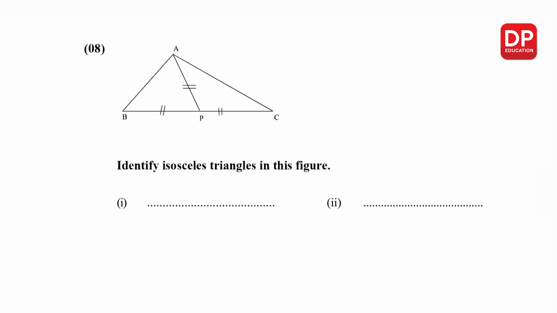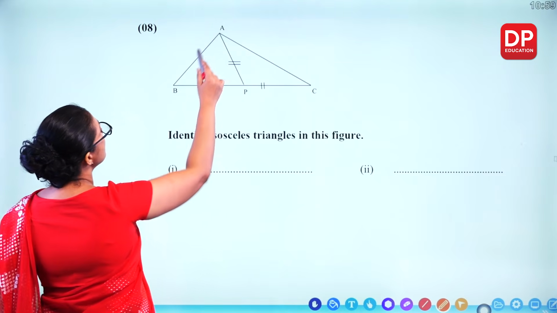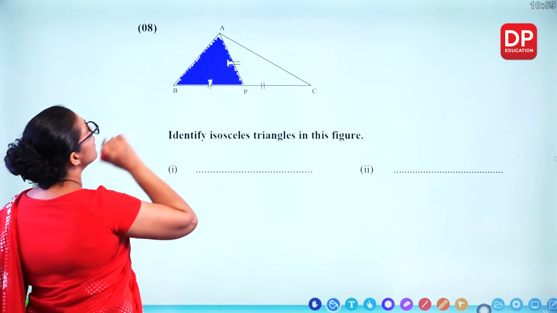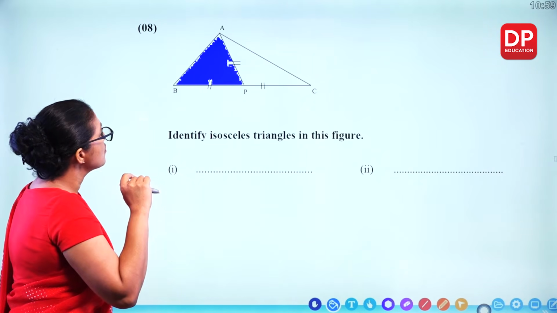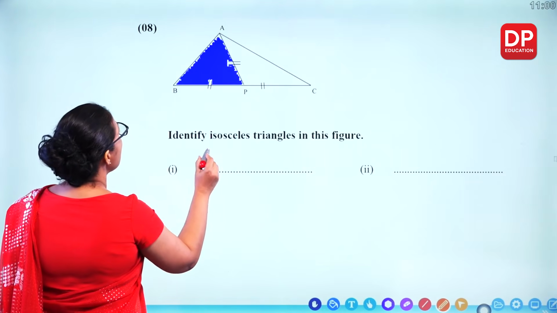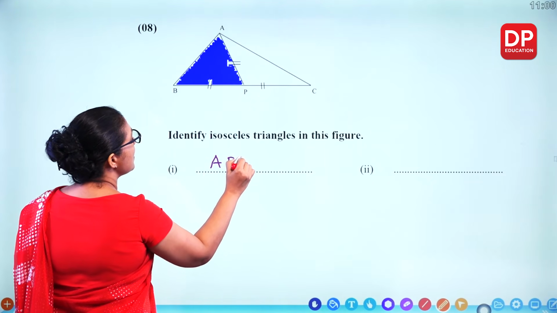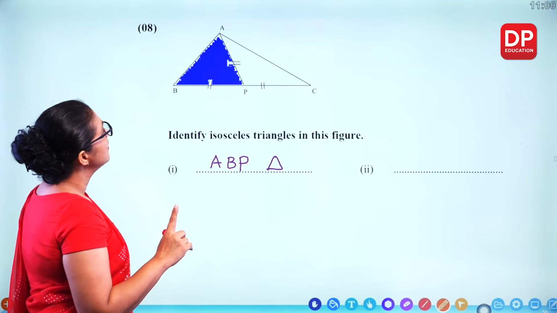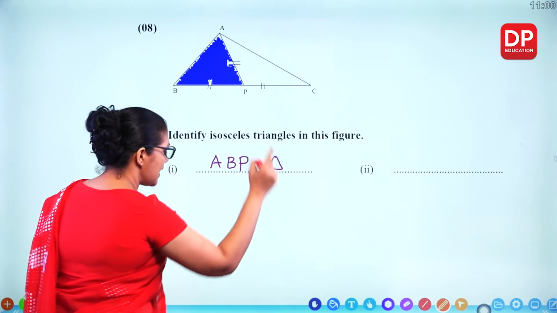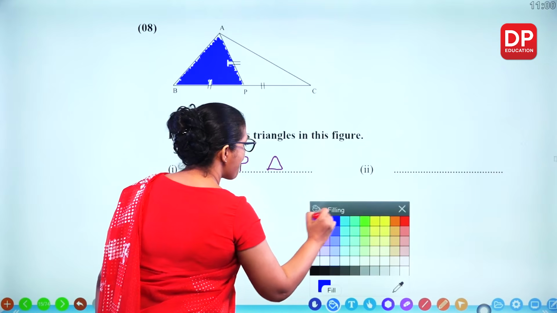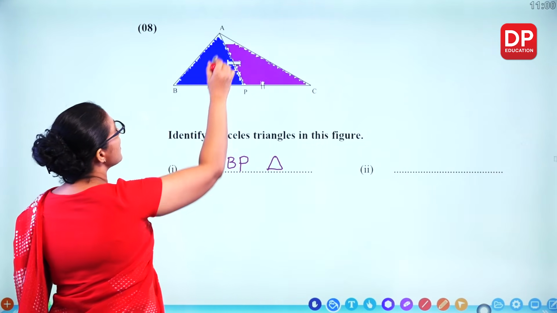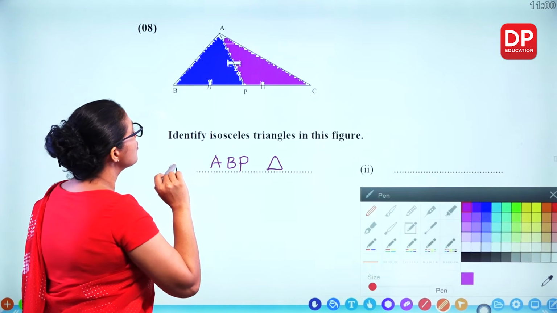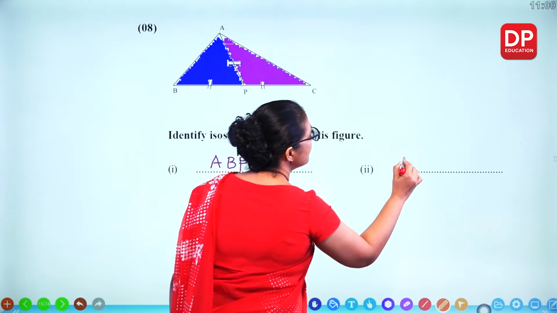Look at this diagram. Identify isosceles triangles in this figure. Look at this triangle ABP. You can see that's an isosceles triangle. So you can write ABP triangle. What's the other triangle? APC. So you can see this is another isosceles triangle APC.